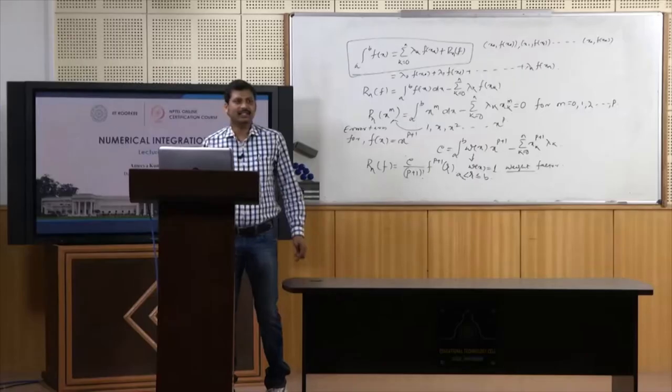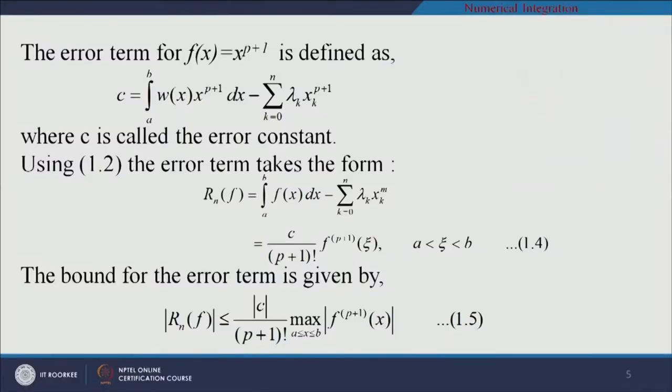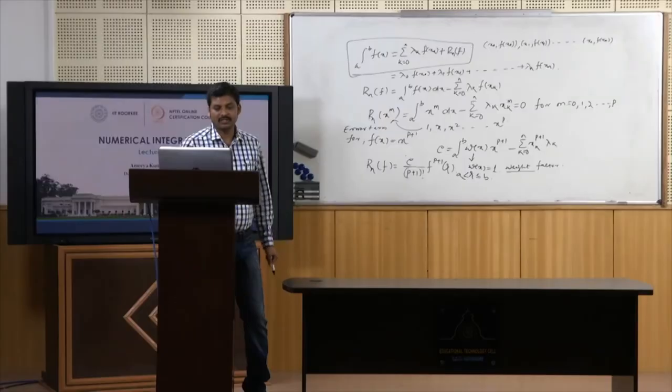Or you can write Rn of f equals integration a to b of f of x dx minus summation k equals 0 to n of lambda k f of x k, and this equals c by p plus 1 factorial times f to the power p plus 1 of zeta here, where zeta lies between 0 and 1.